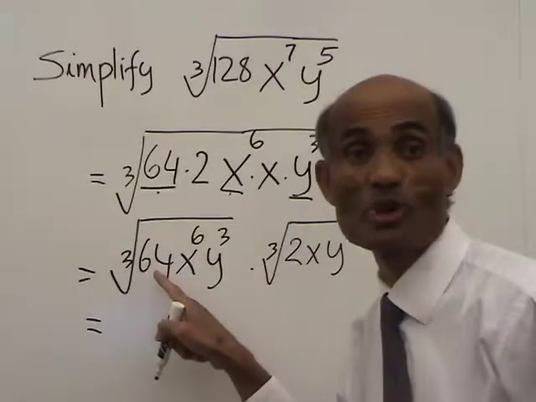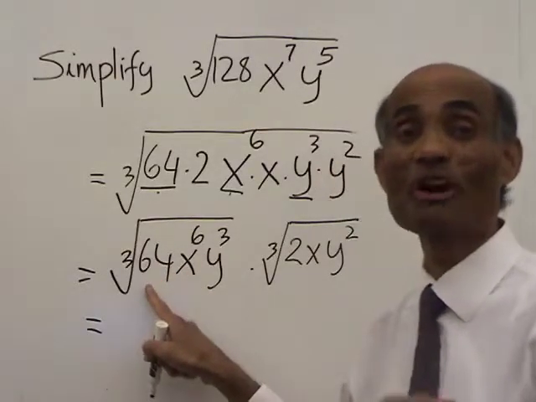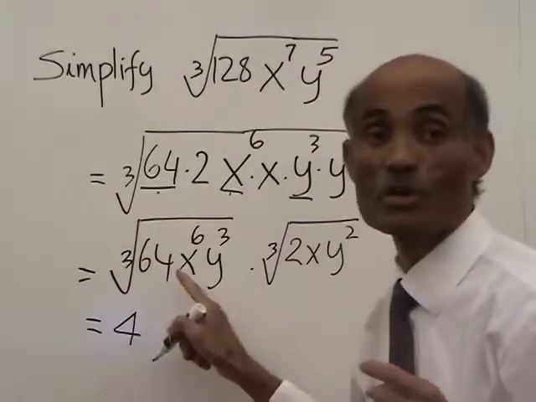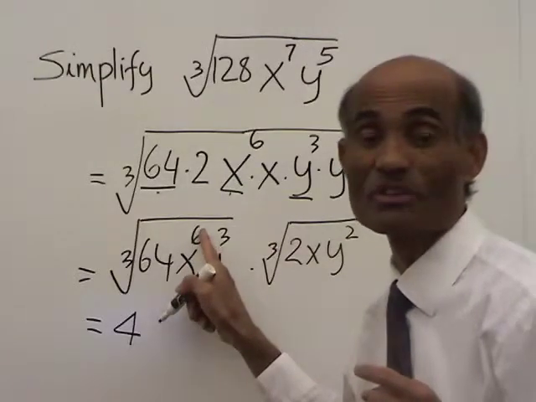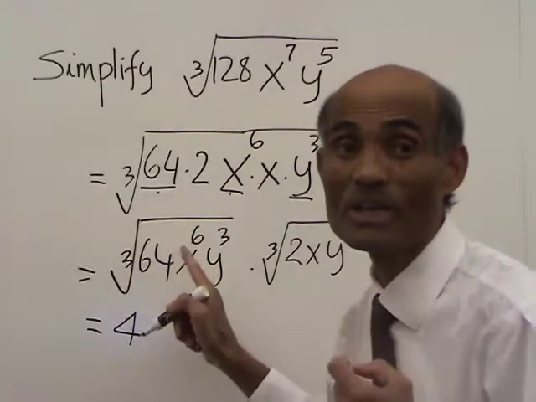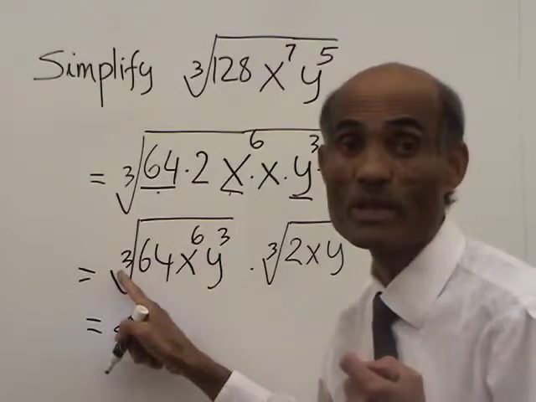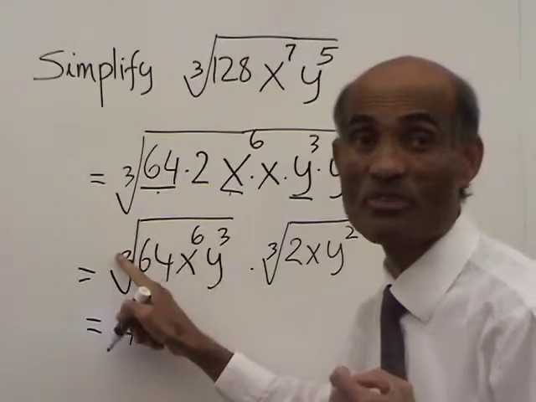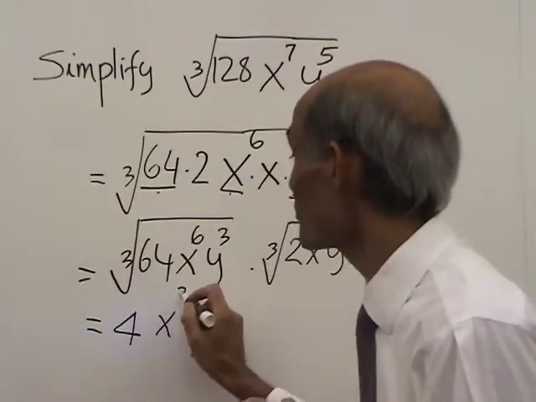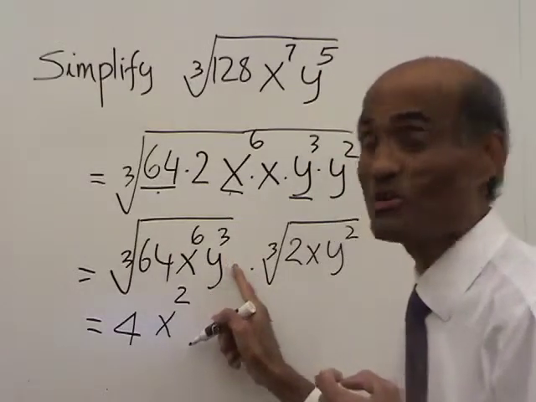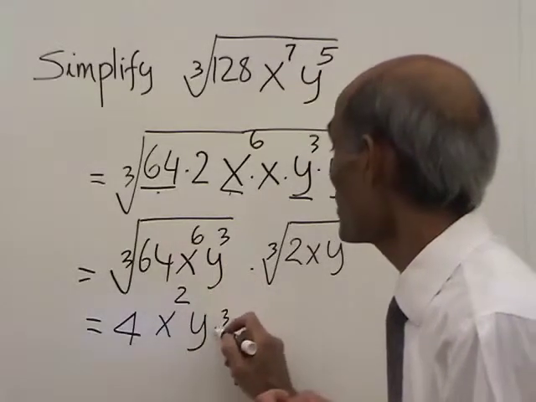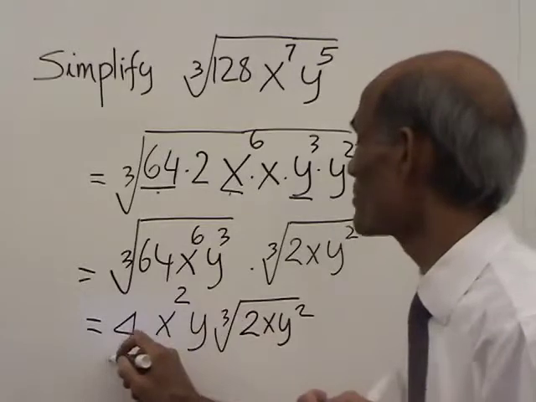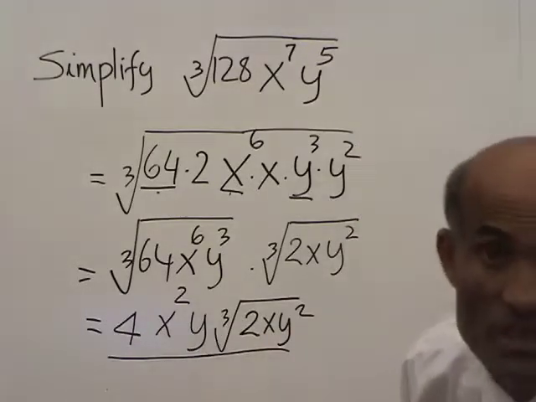Now find the cube root of each of these. What is cube root of 64? Cube root of 64 is 4. Cube root of x to the power 6. To find the cube root of a power, divide the power by 3. Cube root of x to the power 6 is x to the power of 6 divided by 3. That is x squared. Cube root of y cubed is y, and the remaining will be cube root of 2xy squared, and that is the answer.